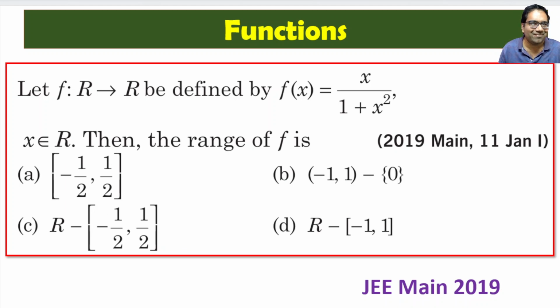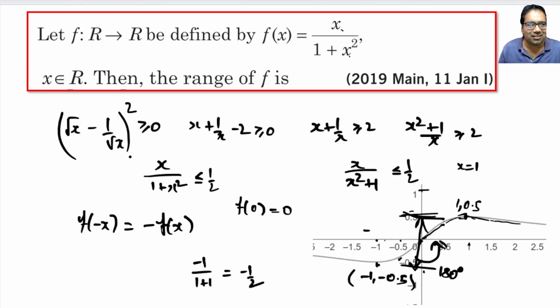Right, guys? Very simple problem. The little trick is using the AM-GM inequality, or some other way we can also prove this. And then understand that this is an odd function, and the behavior of odd functions.